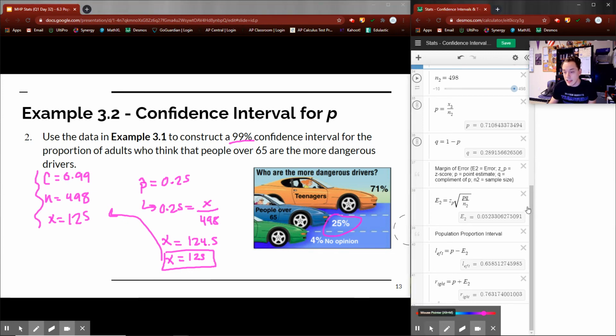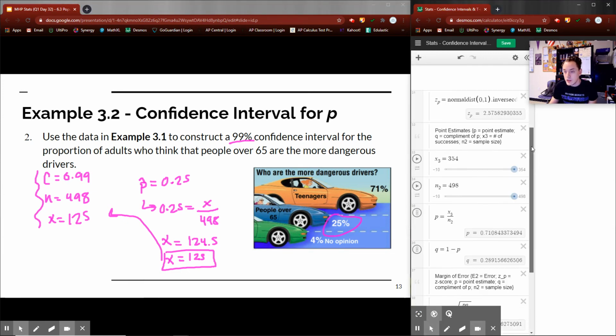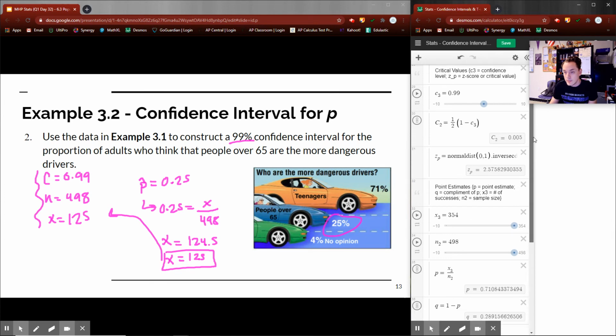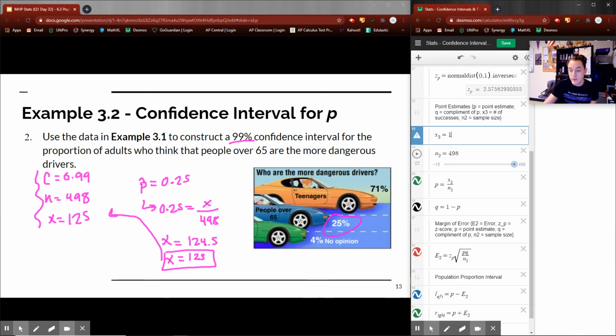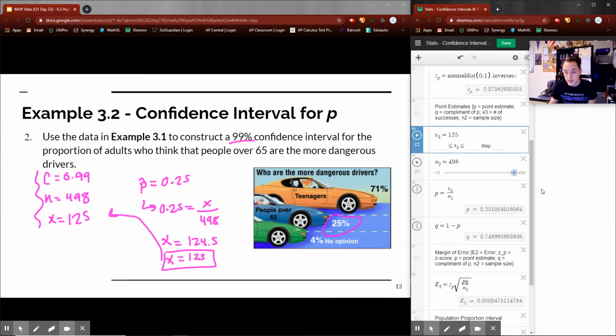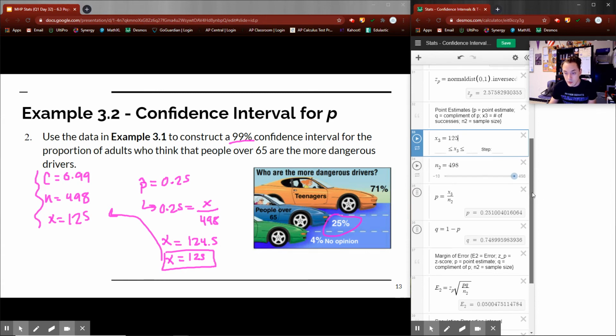So I go back to my calculator, and I'm pretty sure it's already at 99. Yep. So it's already at 99. So now I need to change my x value here. That's the only thing I need to change, and this is going to be 125. Okay? That's going to be 125. Now notice my p hat is roughly 25, just like what they've been given, my population proportion. That's my probability of success, rather, is 25%. So that's what it is, okay?